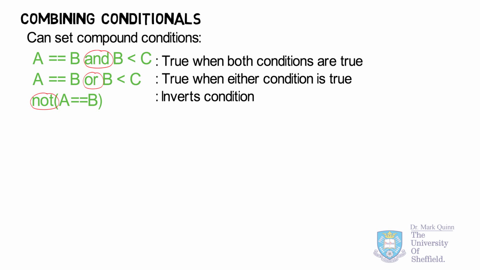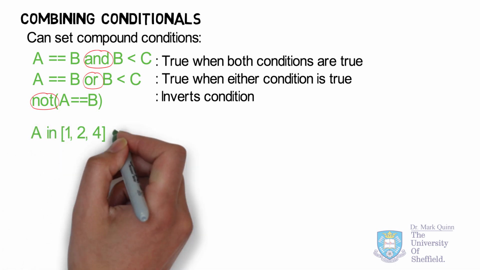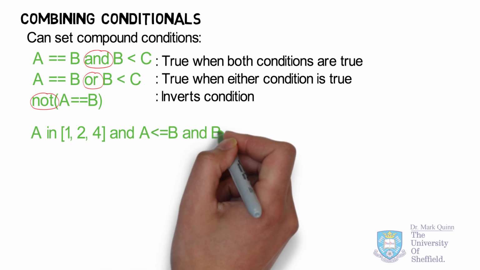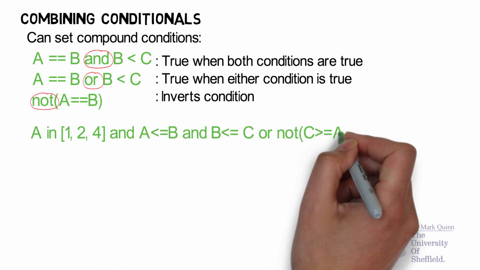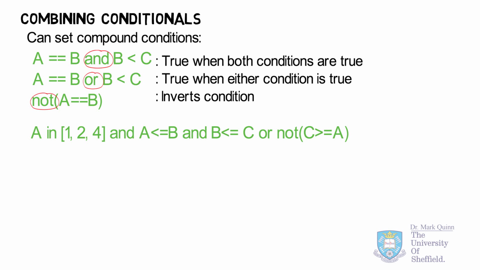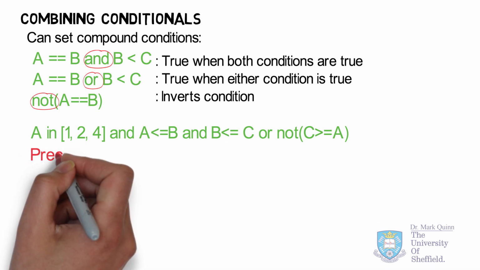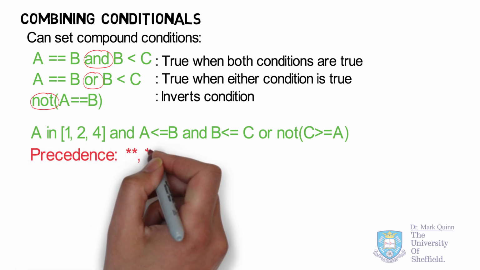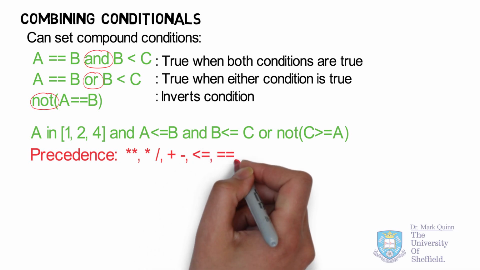For example, we can check is the value of A in this short list, and is A less than or equal to B, and is B less than or equal to C, or is C not greater or equal to A. Like normal mathematical algebra, Boolean algebra also has a system of precedence for its operators.